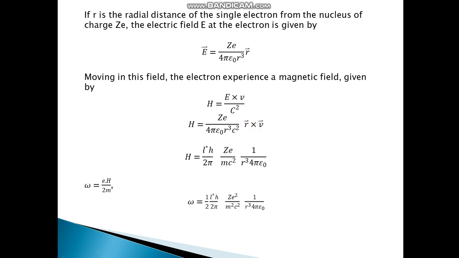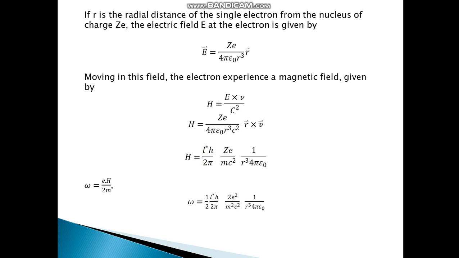Applying the Bohr condition, the angular momentum mvr equals l star h cut. From this we can find r cross v: r cross v equals l star h cut divided by m. Therefore, we can write H as l star h cut into Ze divided by m c squared, 1 by 4 pi epsilon 0 r cubed, replacing r cross v by l star h cut divided by m. That is the Bohr condition, mvr equals l star h cut.